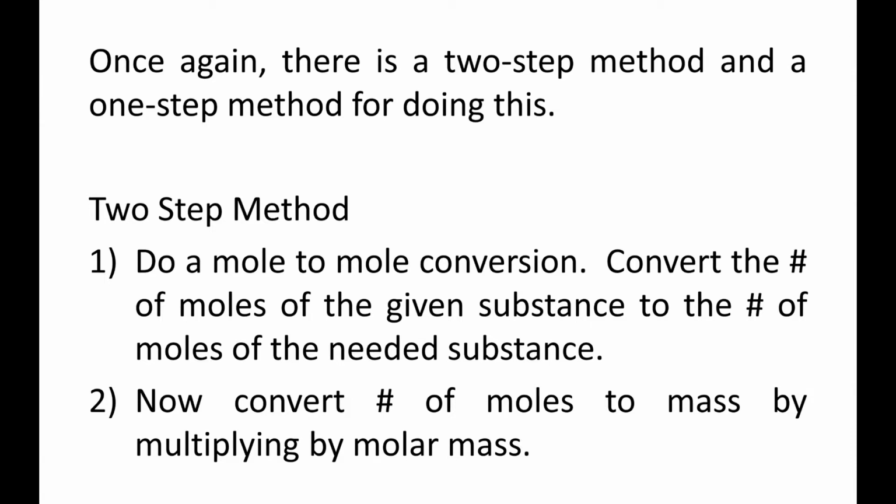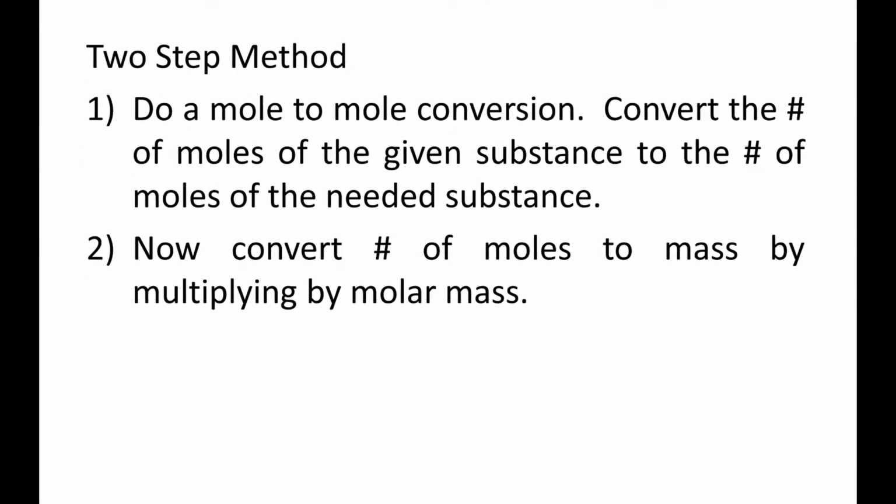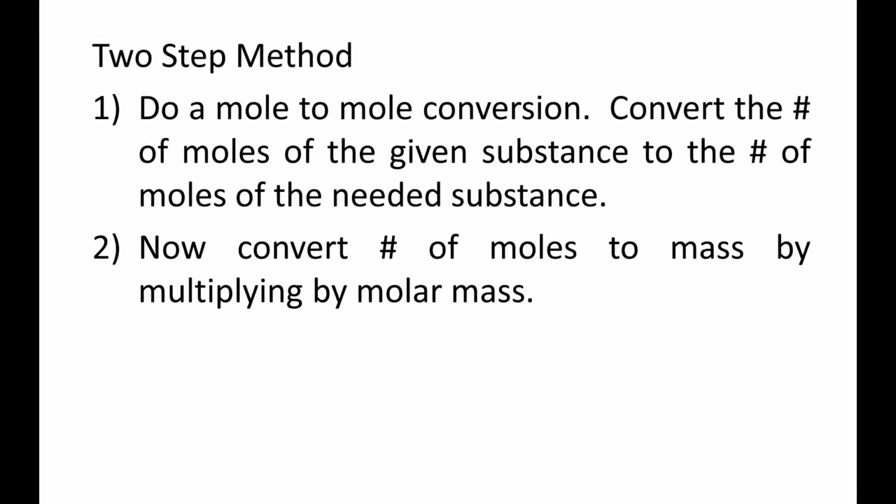Once again, there's a two-step method and a one-step method for doing this, just like going from mass to moles, only it's actually the opposite. So let's look at the two-step method. In this two-step method, you do a mole-to-mole conversion first. So you convert the number of moles of what you're given to the number of moles of what you need. Then the second step is you're going to convert the number of moles to mass by multiplying by molar mass. Now remember, you still have to put it in a picket fence or some sort of dimensional analysis. I've got to see those units cancel. If you don't, you won't get any points.